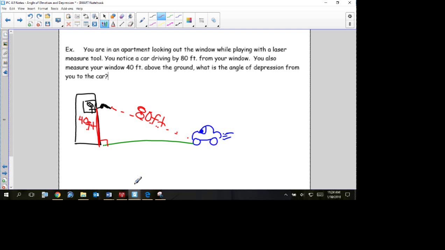And then, since you do, you can go up in your house and find the angle of elevation or depression. All right, guys. So we have some measurements in there, and now we have to find the angle of depression. What do I know about where the angle of depression is located?